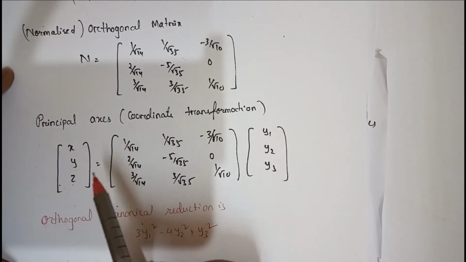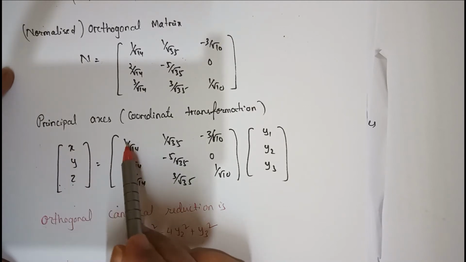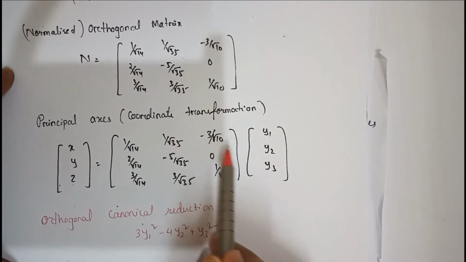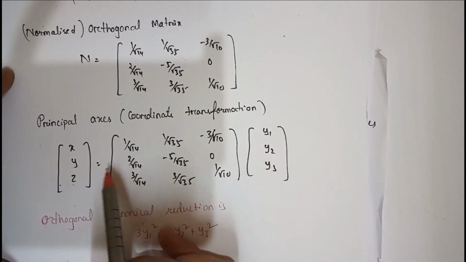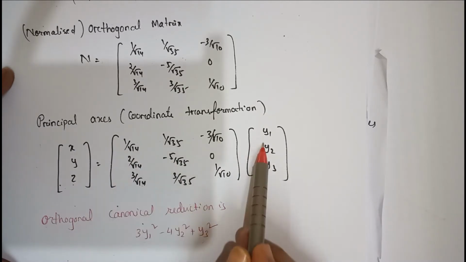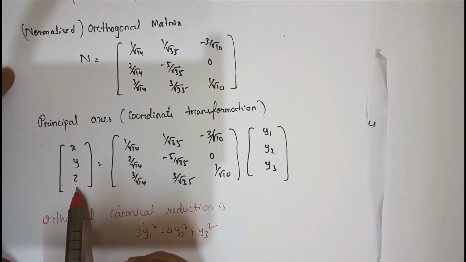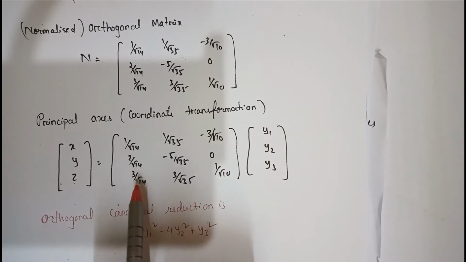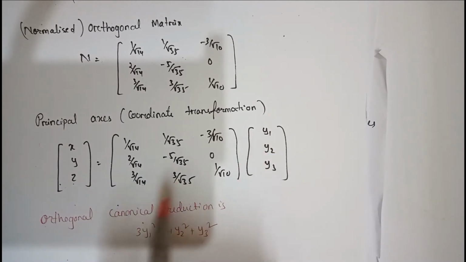As I told you in the previous question also, I can change x equals 1 by root 14 y1, 1 by root 35 y2 minus 3 by root 10 y3. Likewise I can change y in the form of 2 by root 14 y1 minus 5 by root 35 y2 plus 0. And I can change z as 3 by root 14 y1, 3 by root 35 y2 and 1 by root 10 y3.